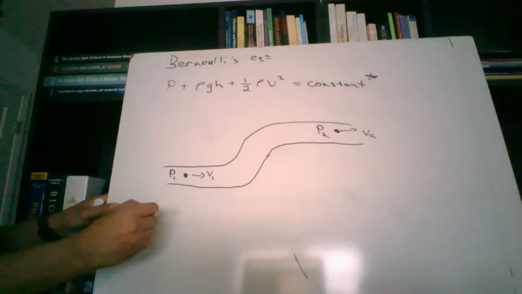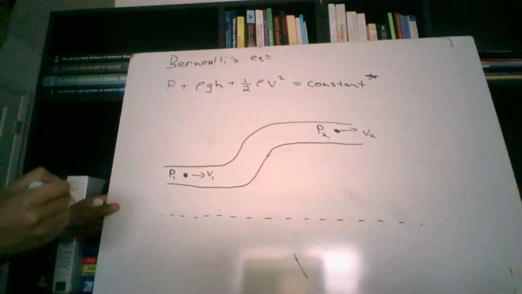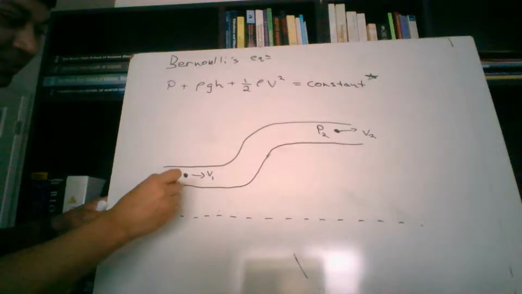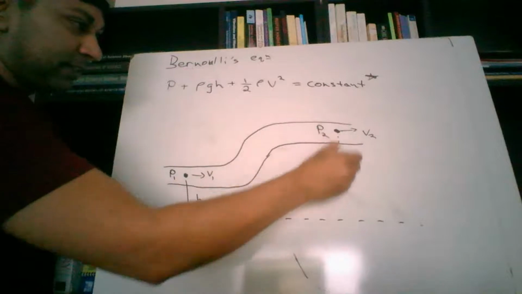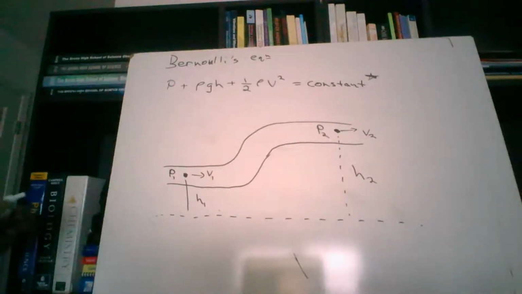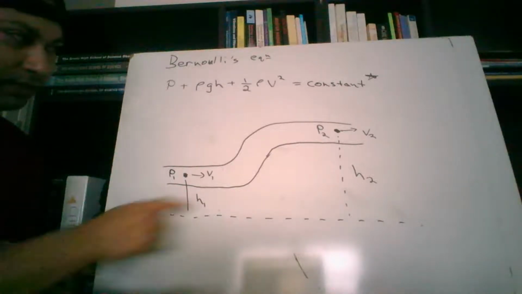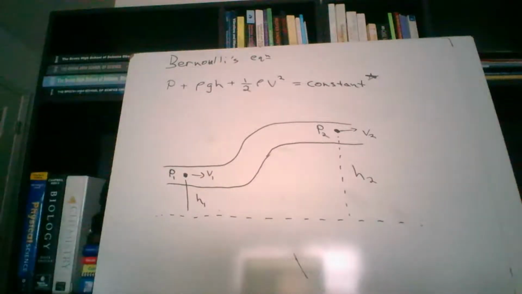And anything else? Let's say this is ground. So this will be, thank you, Akane, 10 out of 10, this height right here will be H1, and this height right here will be H2. So that's everything that we got here. Here's the situation. If the height changes, I'll let you take a second to draw it out. Go ahead and draw this out.